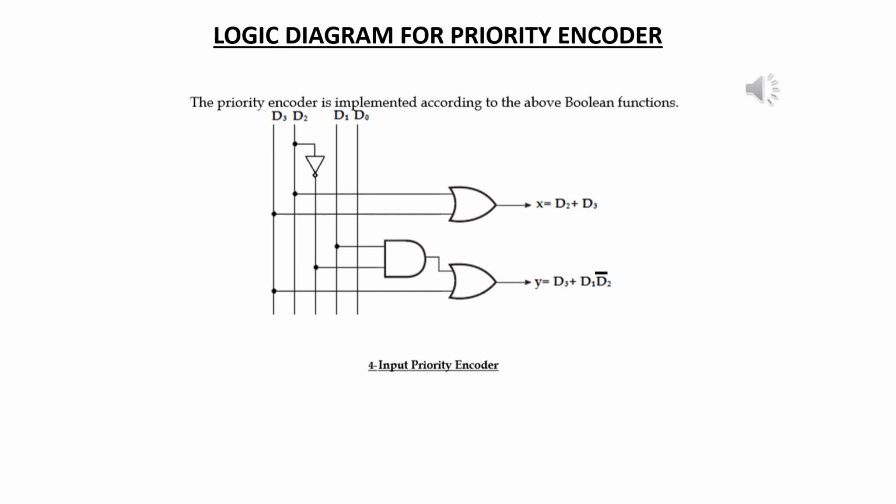Here the implementation of the priority encoder using logic gates is shown. By using the expressions for X and Y, we can implement the Boolean functions using basic logic gates. Here we are using one AND gate, one NOT gate and two OR gates to obtain the expressions for X and Y. X is given as D2 plus D3, and Y is given as D3 plus D1 into D2 bar.